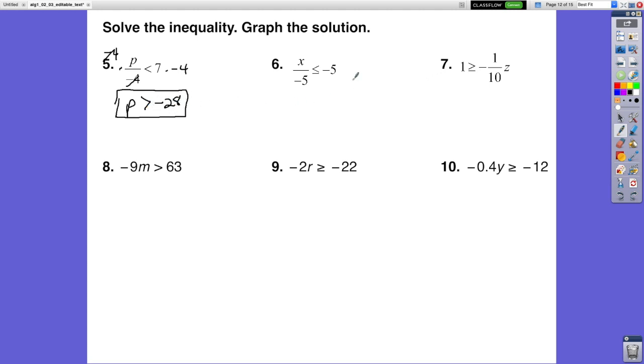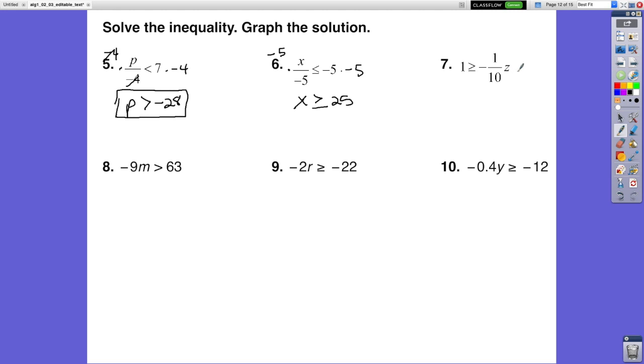So look at number 6. Again, how do I solve this one? Perfect. Multiply both sides by negative 5. Oh, it's a negative. Multiplying by a negative. So it's now going to be greater than or equal to positive 25.